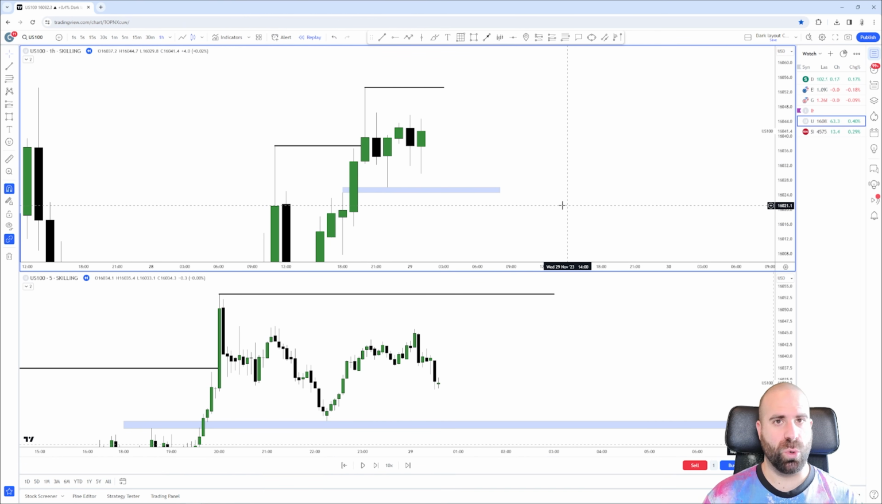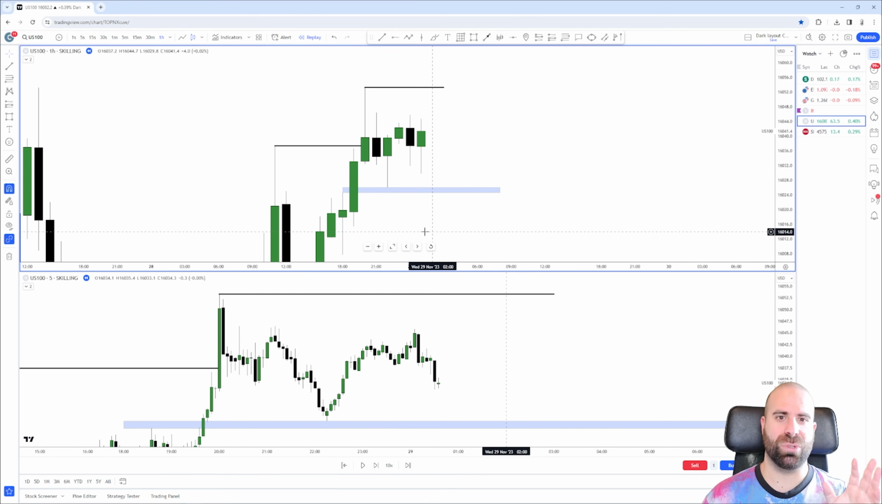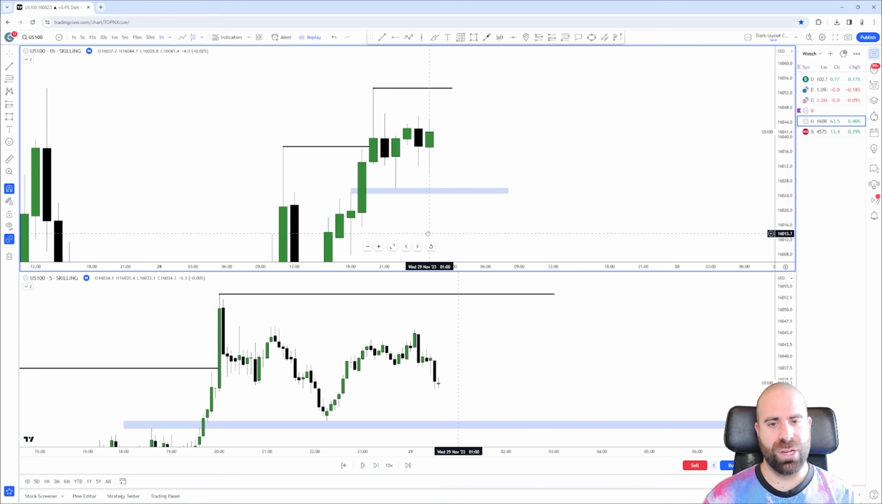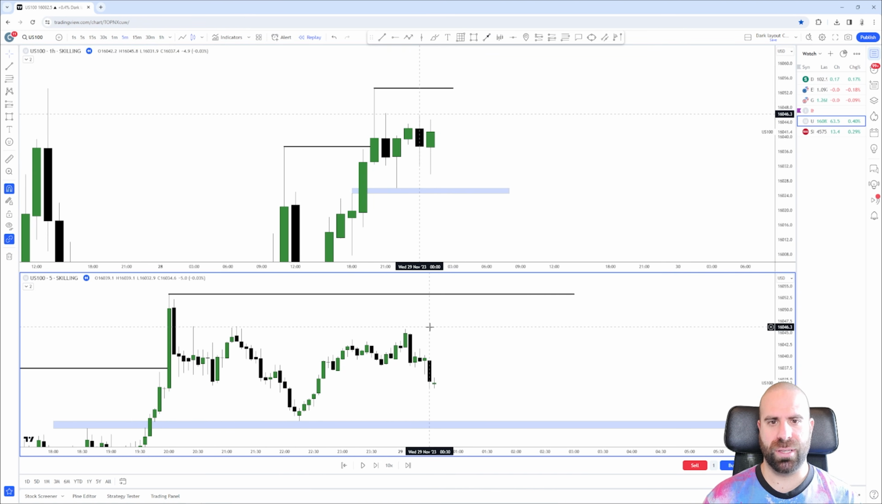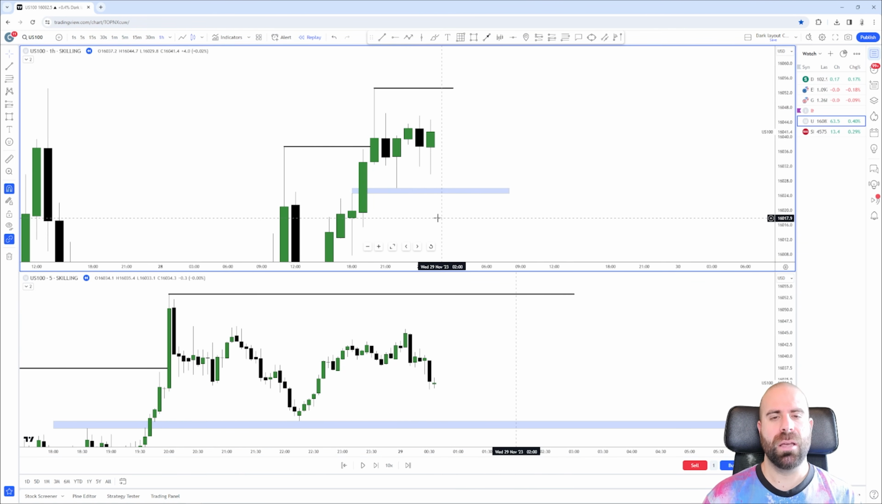You have to have the rule of at least 2 or 3 R. I would suggest at least 3 R, otherwise do not bother. It is not worth risking any money, of course, on taking a trade. So we have this FVG right now.